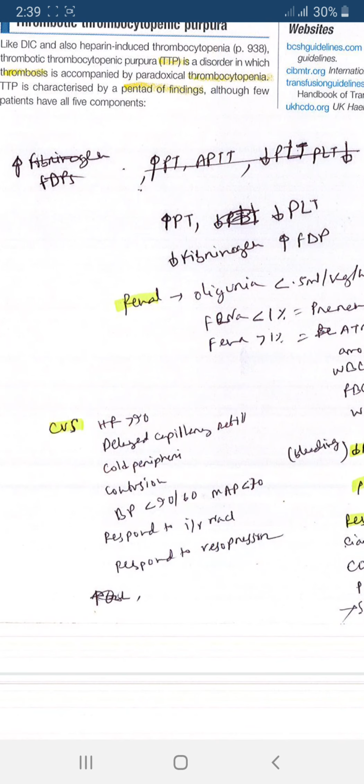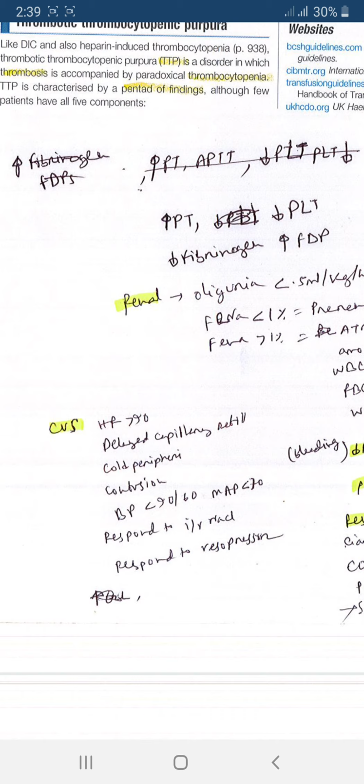Multi-organ failure in the CVS: heart rate will be more than 100 beats per minute. Delayed capillary refill means you press the nail bed for 5 seconds and it will be pale, and you release it. If it refills within 2 seconds, it is normal, but in case of poor peripheral perfusion, it will be more than 2 seconds. Number 2, there will be cold periphery, and the patient will be confused, with oliguria. Oliguria means urine output less than 0.5 ml per kg body weight per hour.